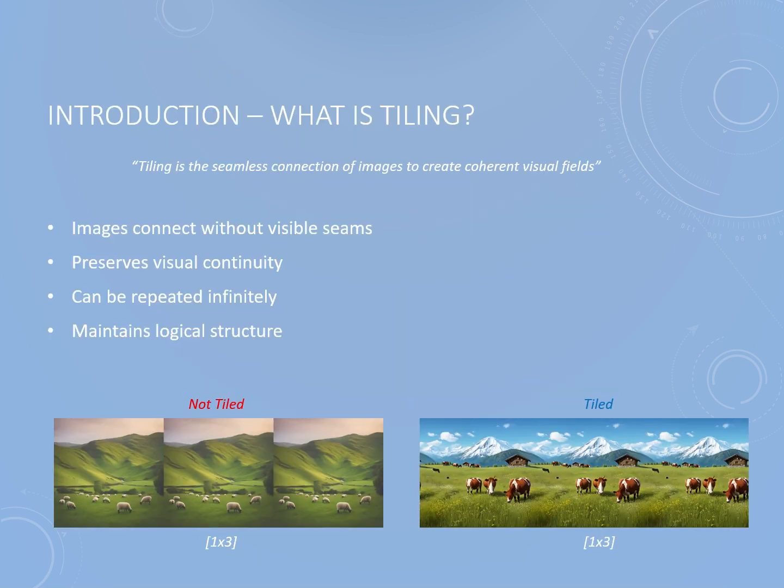Let me start by defining what we mean by tiling. Tiling is the seamless connection of images to create coherent visual fields. The key requirements are that images connect without visible seams, preserve visual continuity, and can be repeated infinitely while maintaining logical structure. As you can see in this comparison, non-tiled images create obvious discontinuities, while properly tiled images flow seamlessly.